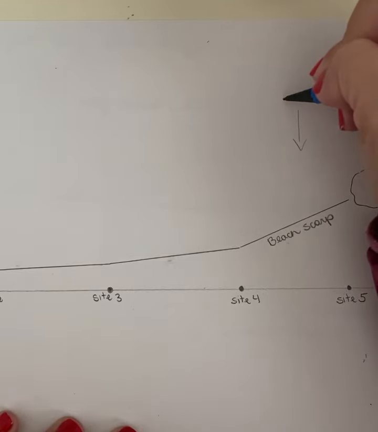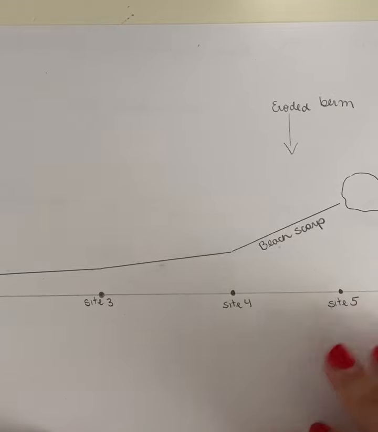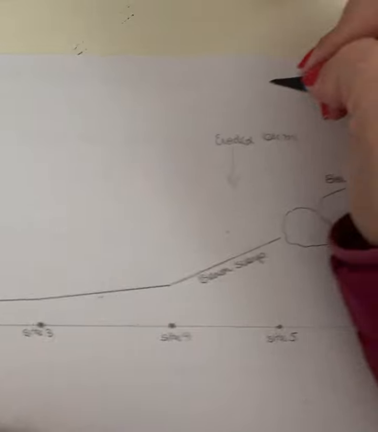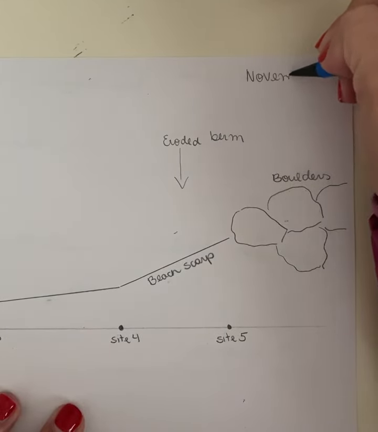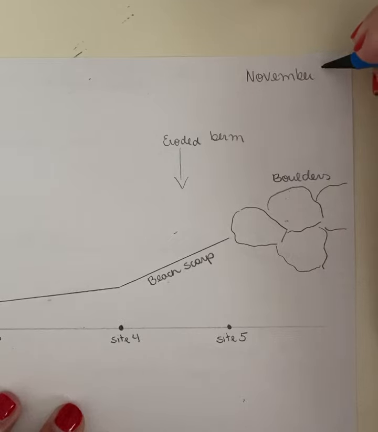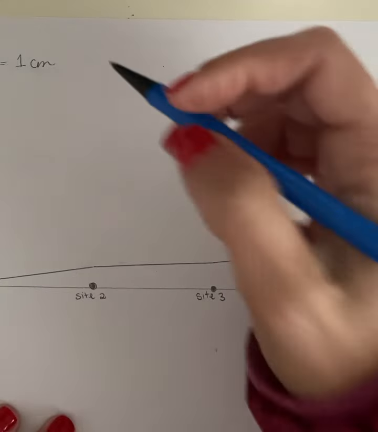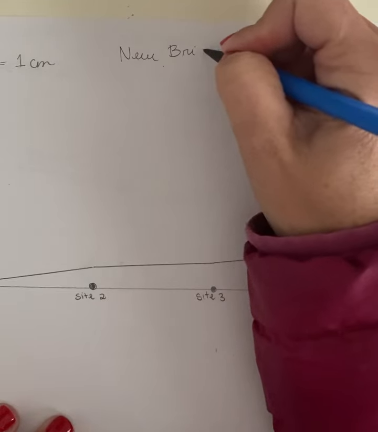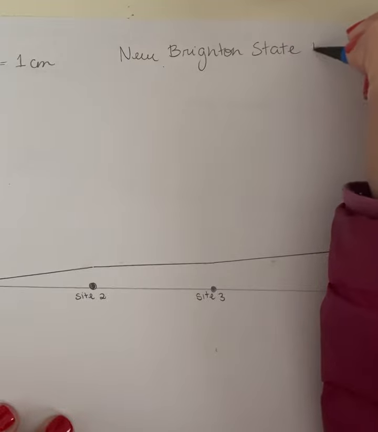It's been eroded, so we can even say eroded berm, because this is the profile that you did during November, so we can add the date up here. So November 22, right? And so let's add the title for this: New Brighton State Beach.